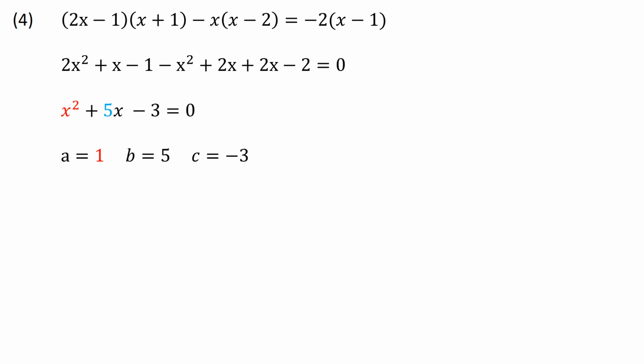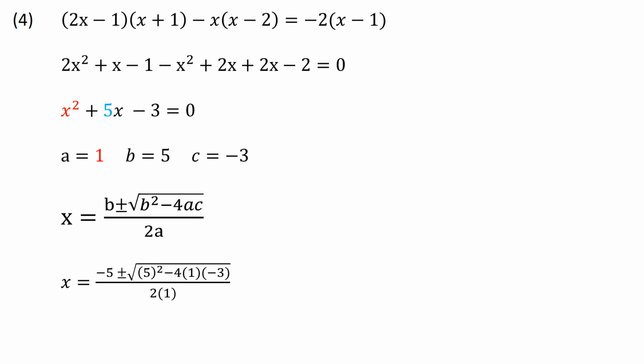Again, if we take the factors of 3, there's no combination that will give us 5, so we're going to have to use the quadratic formula. a is equal to 1, b is equal to 5, and c is equal to negative 3. Substitute into the quadratic formula. Using our calculator, we'll get the answers of x is equal to 0,54 or x is equal to negative 5,54. And that is the end of solving more quadratic equations.